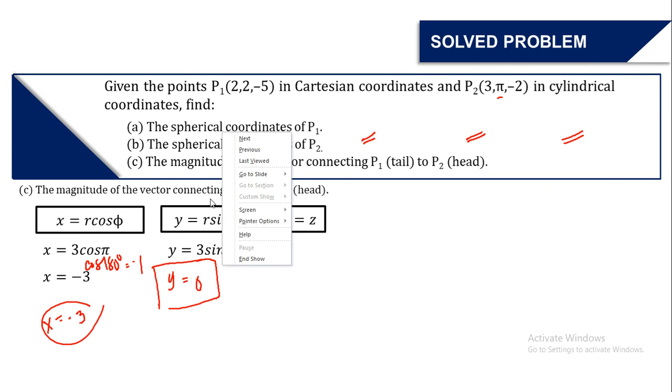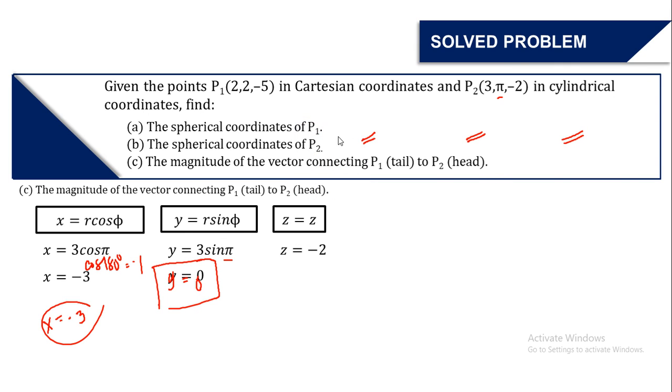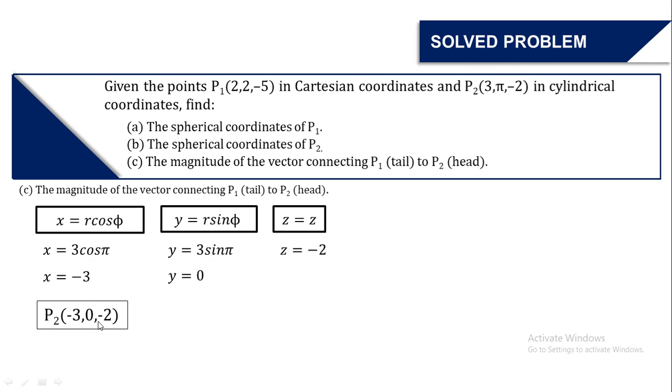Okay. Then yung z naman, substitute lang natin ulit din yung values natin. We have z, no? P2's z is equal to negative 2, dahil yung form ng cylindrical is yung small letter r, phi, and then yung z. Okay? So yung P2 daw natin is equal to negative 3, 0, and negative 2 base dun sa mga nakuha natin. And i-project natin yung P1. P1 is always 2, 2, and negative 1.